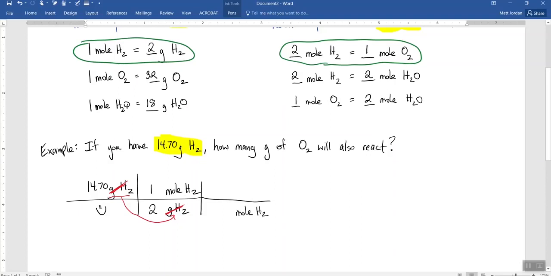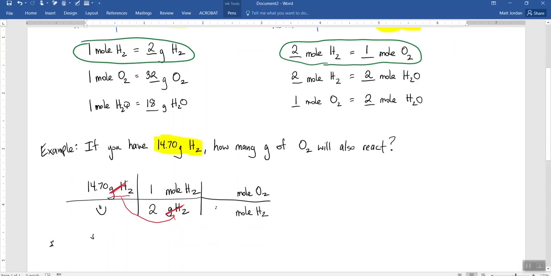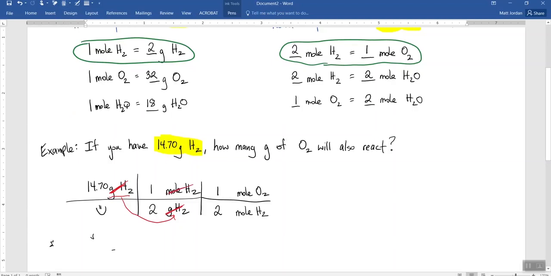The unit that we're going to, moles of O2, goes up above. Okay? And we're going to put the numerical values from the equality in here. So 2 moles of H2 will react with 1 mole of O2. So down here, 2 moles of H2 will react with 1 mole of O2. Of course, the units will cancel. Moles of H2 will cancel with moles of H2. And then we're left with moles of O2.